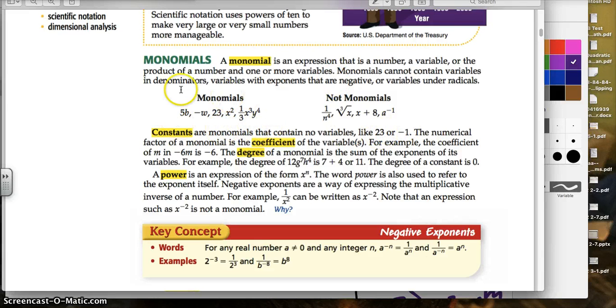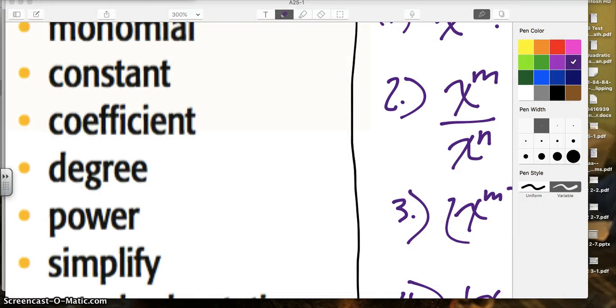So monomials look like this. They could be a whole bunch of different types of things, but one thing you want to know is that it's going to be a whole bunch of stuff multiplied together. So that's a monomial. Our next word is constant, and constant is just what it sounds like.